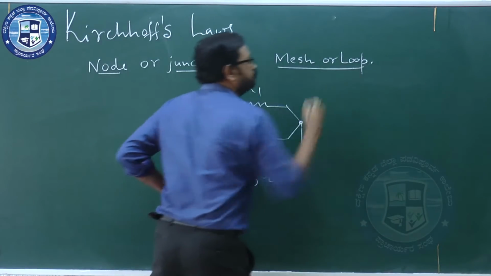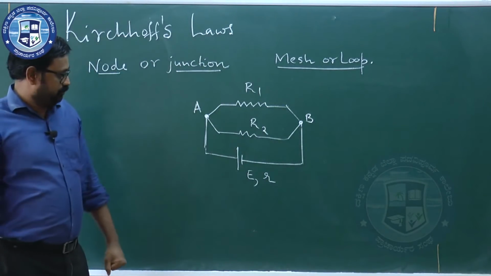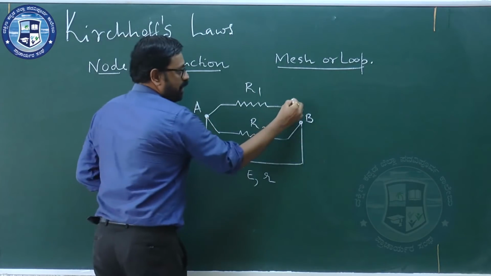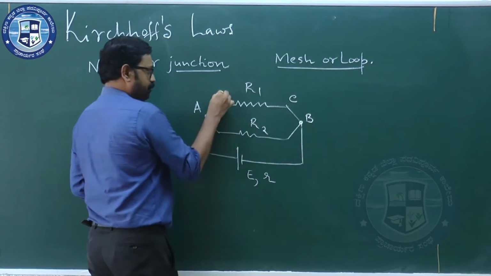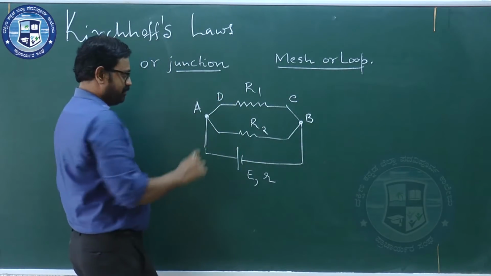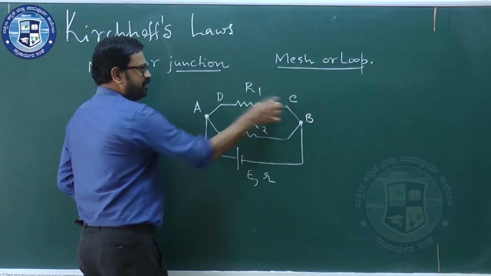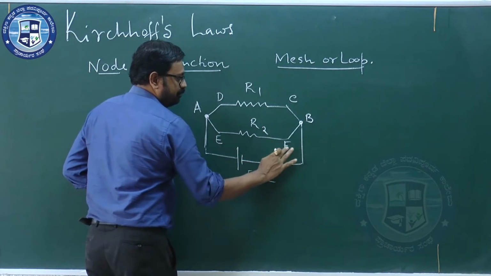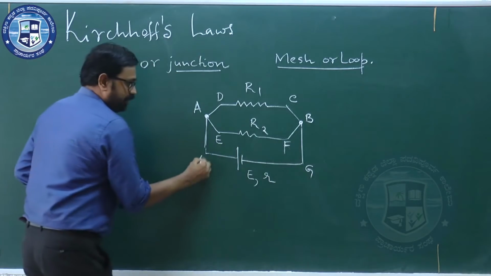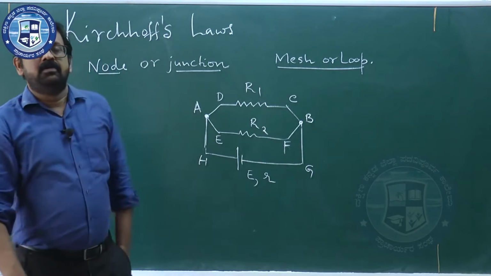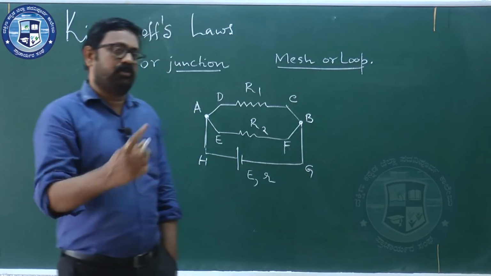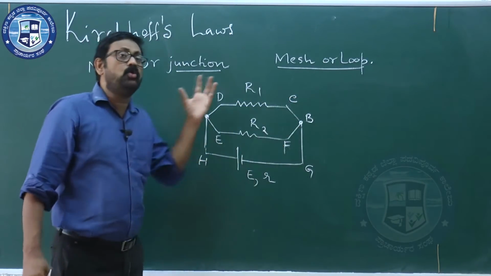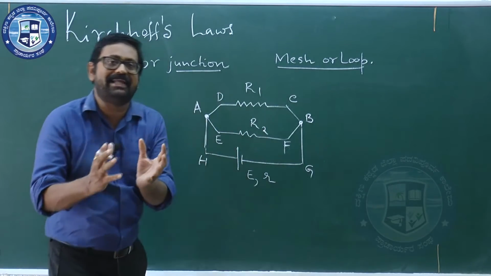Similarly, mesh or a loop. So to explain what is mesh or a loop, I will name some extra points in the diagram just for our convenience. I have named this point as C, this point as D, this point as E and F, EF. Even I can name this point as G and H. Question is, what do you mean by mesh or a loop? Mesh or a loop is a closed path for a current in an electrical network.